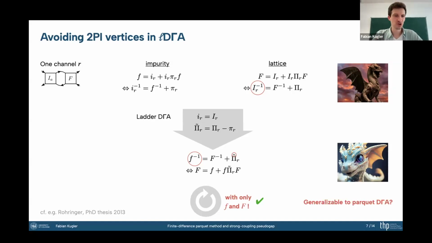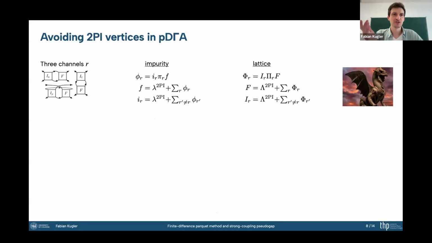And this question has been open for, I guess, 12 years. So I'm very happy to finally give you the answer on the next slide. Yes, we can also avoid the 2PI vertices in parquet D gamma A. So here we need to solve these 3 coupled Bethe-Salpeter equations. Let's write them for the reducible vertices again on the impurity and on the lattice. And we also have the parquet equations with these 2PI building blocks.